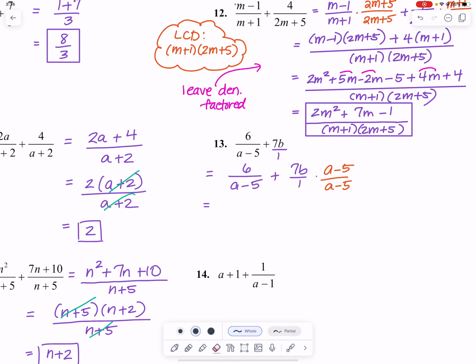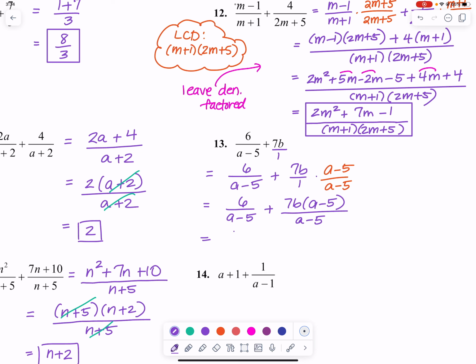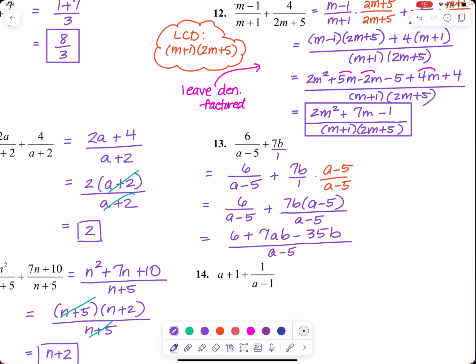And maybe I'll write those separately first: 6 over a minus 5 plus 7b times a minus 5 over a minus 5. So now we have 6 plus 7ab minus 35b all over a minus 5.